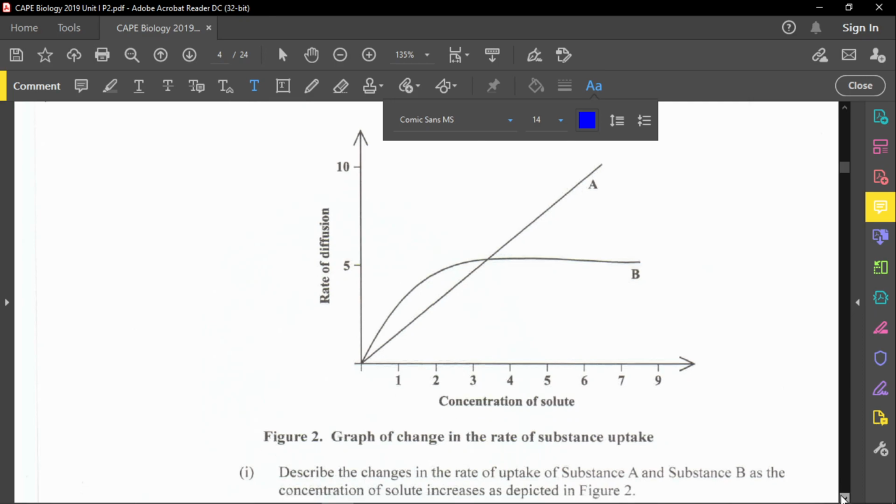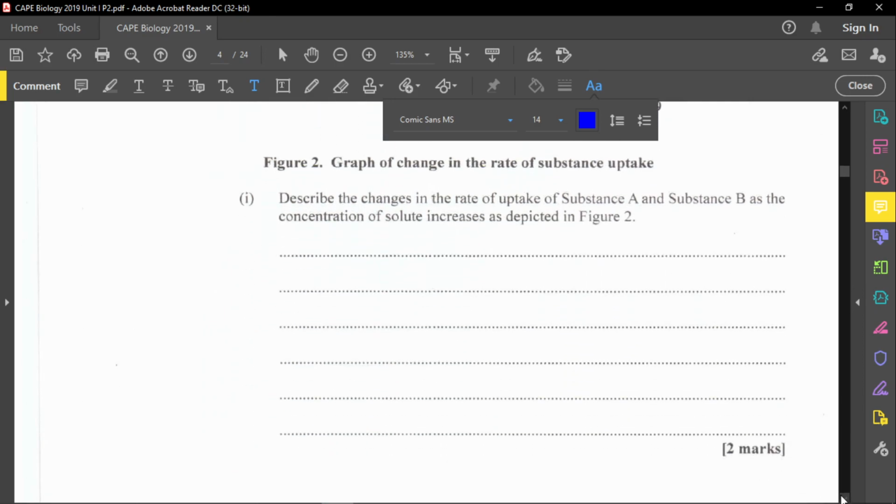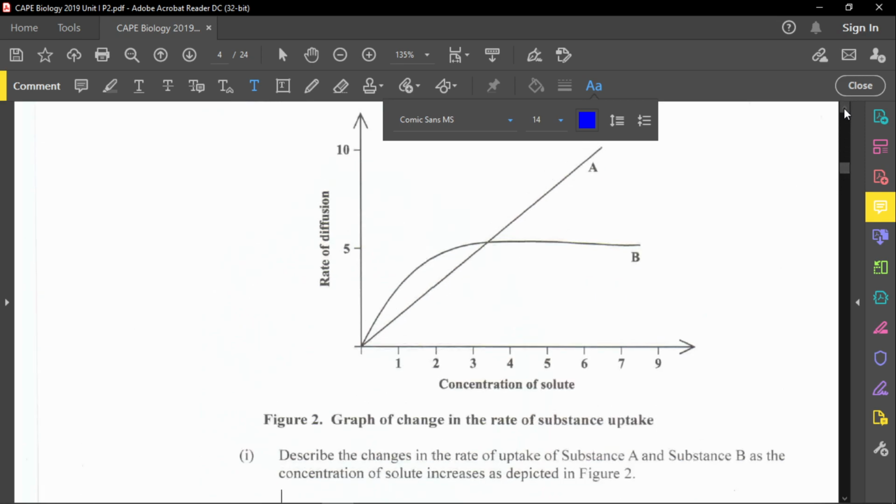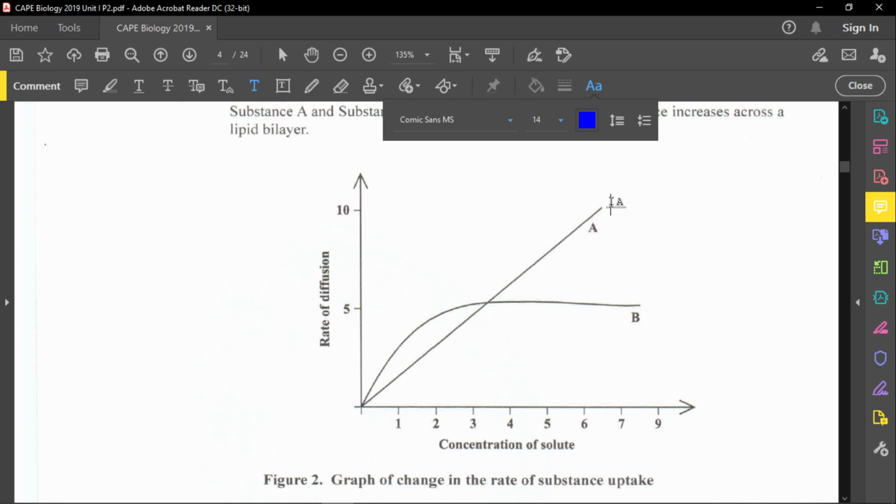Now let's talk about describing the changes. Let's talk about graph A first. Before I go into this, I want to point out a few things on the graph. There are two different things taking place here. This line, I'm going to label as simple diffusion. We've got simple diffusion taking place right there. And this one is called facilitated diffusion.